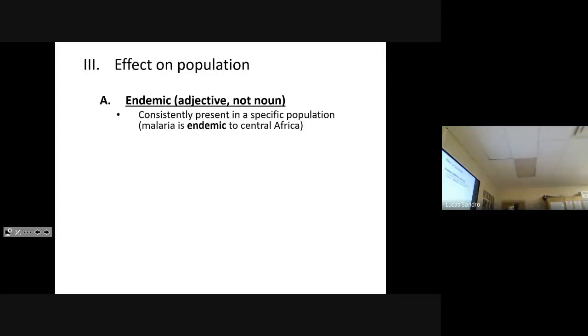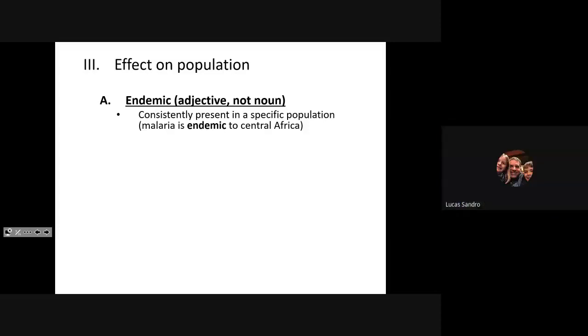It means basically steadily present. It means about the same number of cases every year. It means characteristic of that area or population. Like malaria is endemic to Central Africa. Lyme disease is endemic to the northern and northeastern United States. The common cold is endemic to just about every human population on Earth.